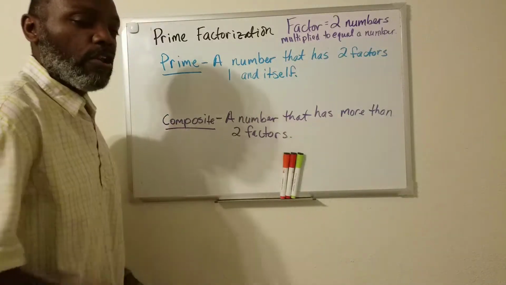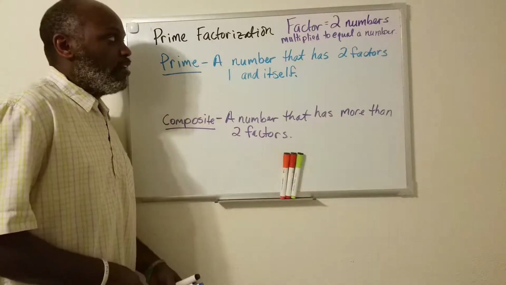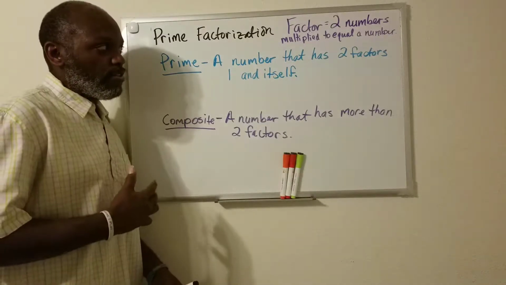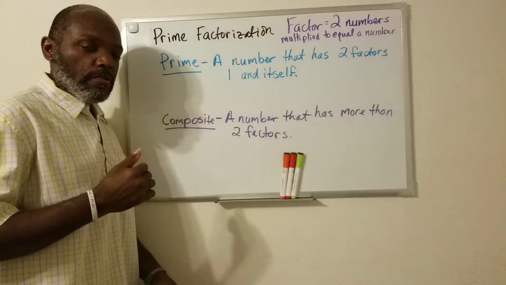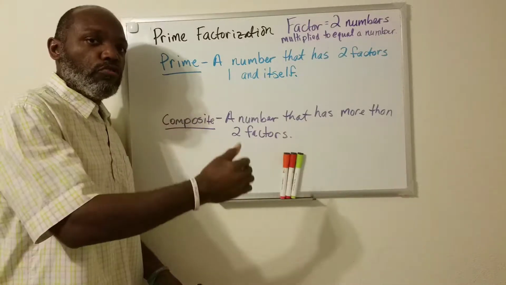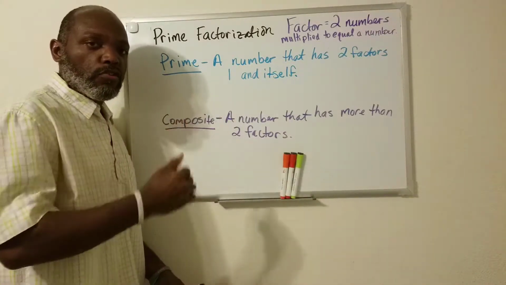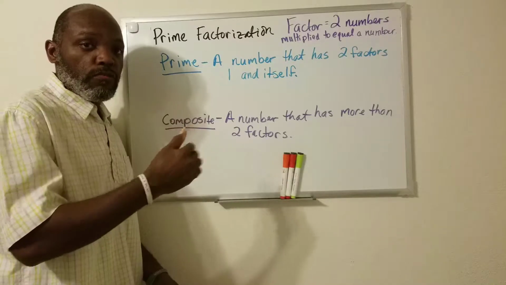We're going to move right along into prime factorization. Prime factorization is another way to break down a number in order to help you reduce the number into lowest terms, or reduce a fraction, if you didn't understand.